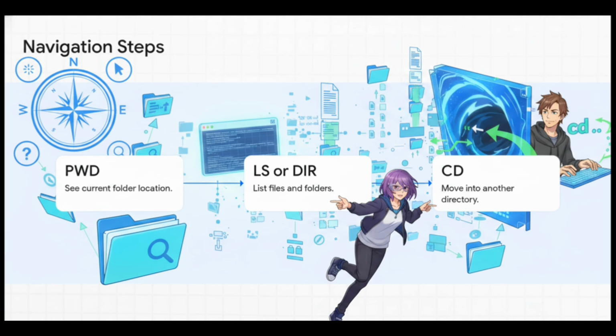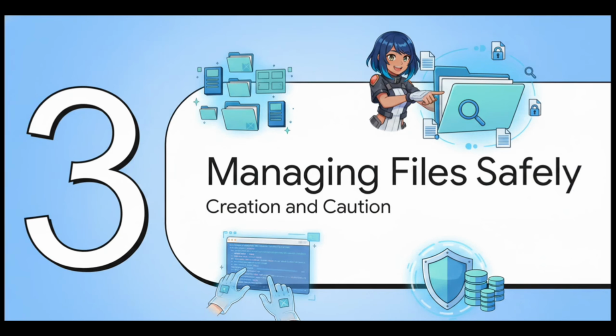Step 3. Now that you see a folder you actually want to enter, type CD, which stands for Change Directory, followed by that folder's name. Oh, and you can also type CD followed by 2 dots to bump back up one folder. And just like that, you are successfully navigating your entire computer using nothing but text. Next up, section 3, managing files safely, creation and caution.